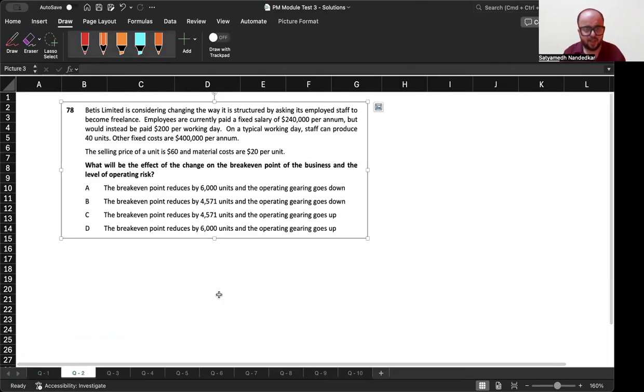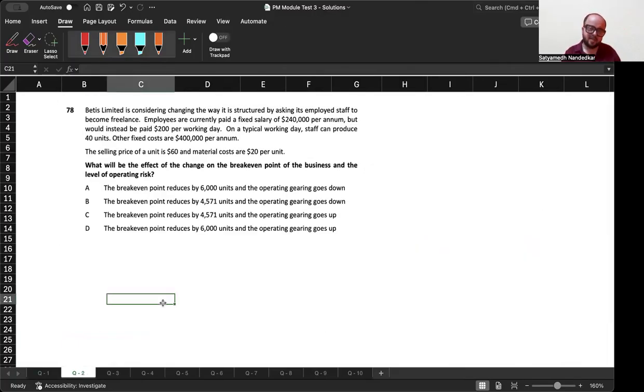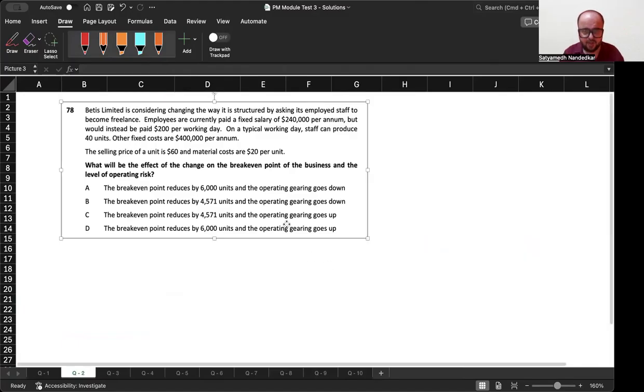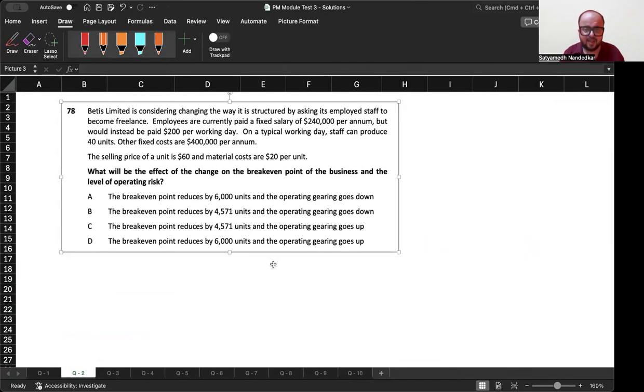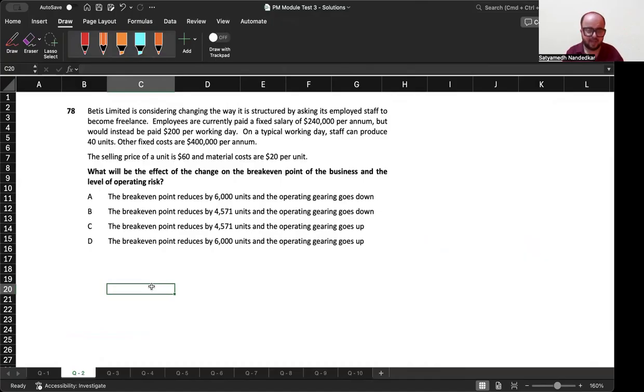Okay. Let's look at the second one. Betis Limited is considering changing the way it is structured by asking its employed staff to become freelance. Employees are currently paid a fixed salary of 2,40,000 per month, but would instead be paid 200 per working day. On a typical working day, staff can produce 40 units. Other fixed costs are 4 lakh per annum. The selling price of a unit is 60, material cost is 20. What will be the effect of the change on the break-even point of the business and the level of operating risk?